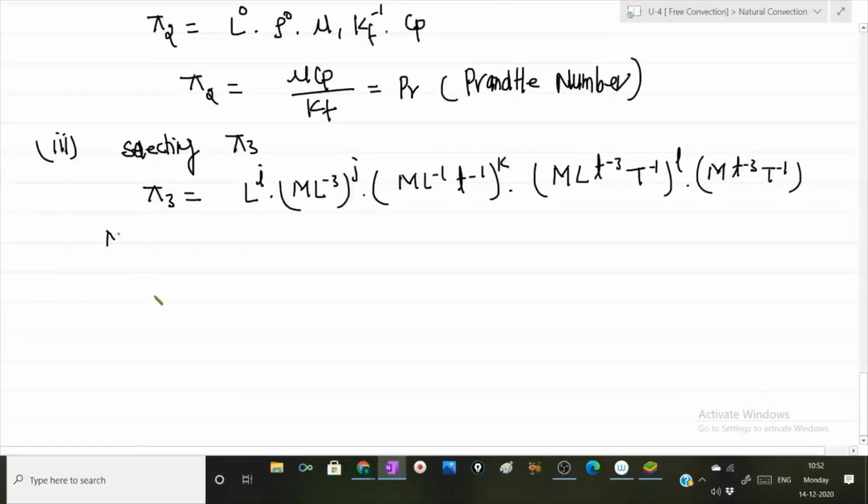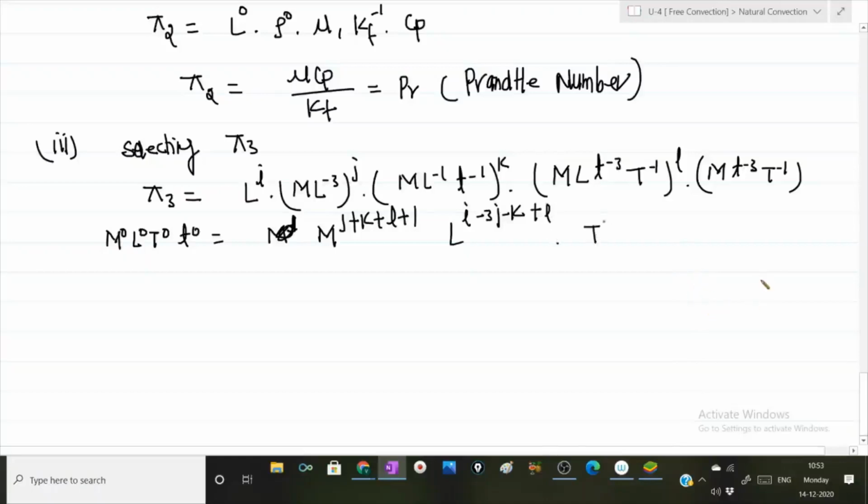Now once again pi 3 is a non-dimensional group, so M^0 L^0 T^0 t^0. Combining the exponents of M gives j plus k plus l plus 1, L gives i minus 3j minus k plus l, capital T gives minus l minus 1, and finally small t gives minus k minus 3l minus 3. Okay.